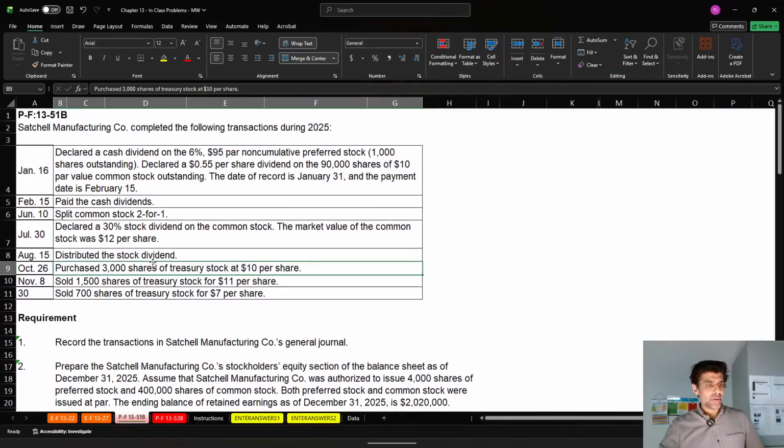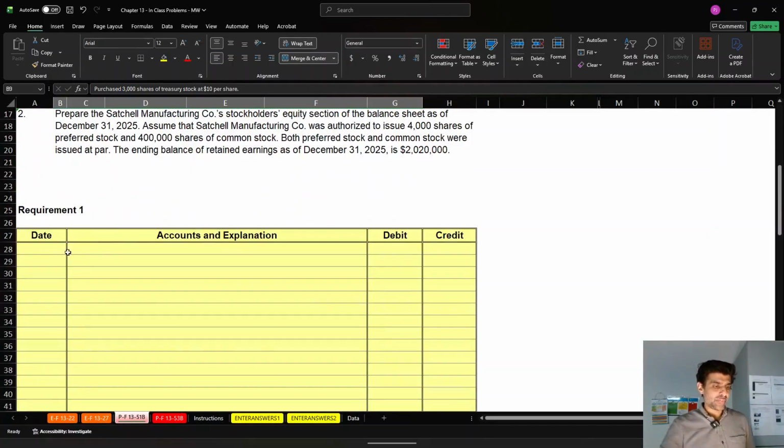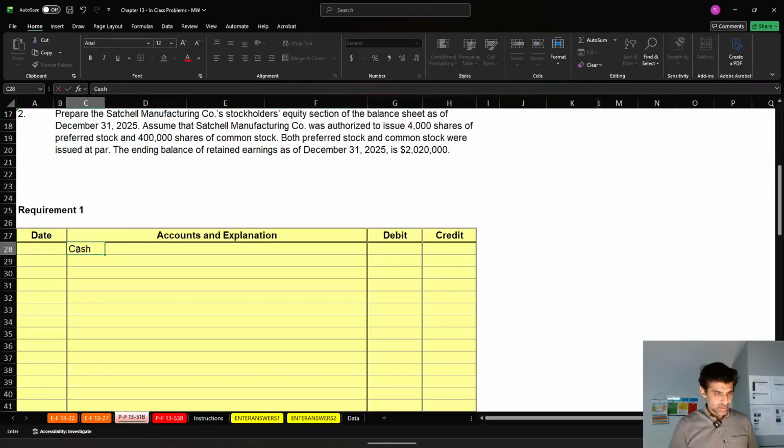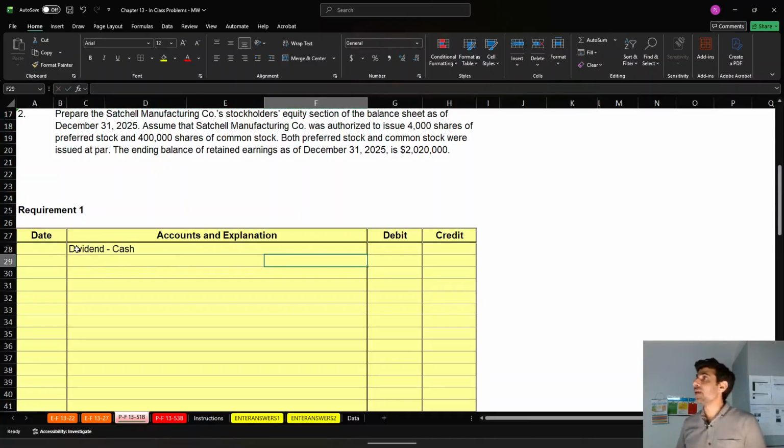Okay. So we declared a cash dividend on both the preferred and the common stock. So we're gonna have cash dividend. All right. Let's do it like this: dividend, cash. Because now we learned that there's not just one type of dividend. There's cash dividends and there's stock dividends. So we're just going to clarify that this dividend is a cash dividend.